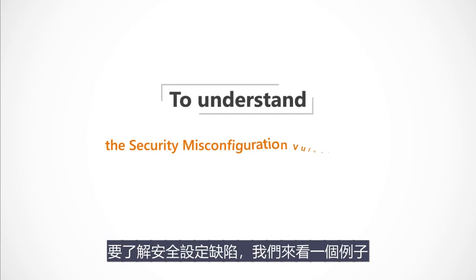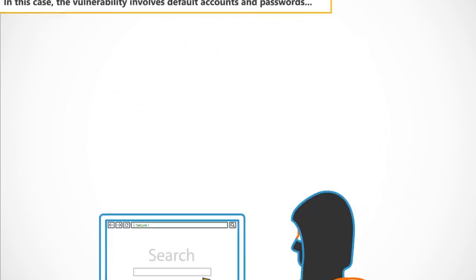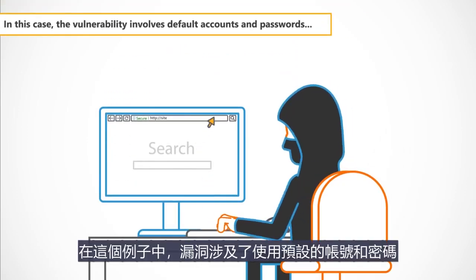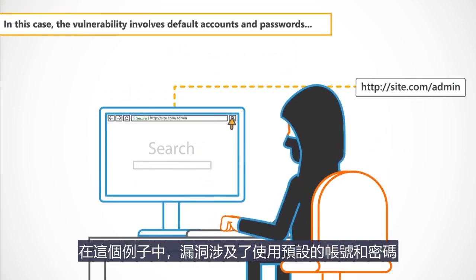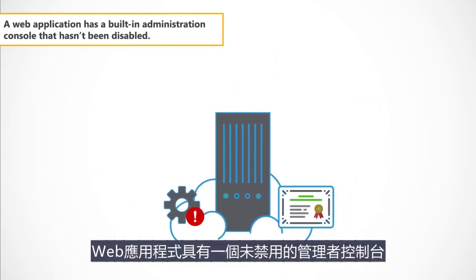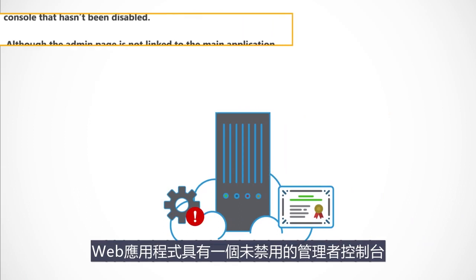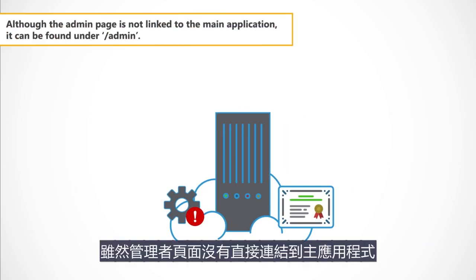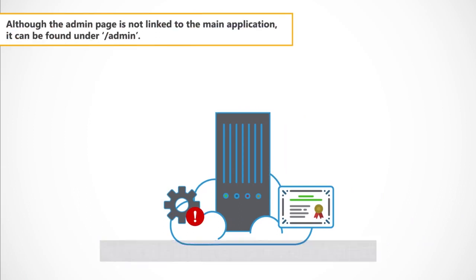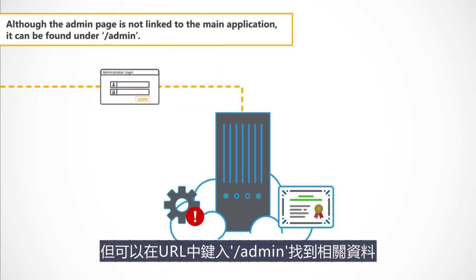To understand the security misconfiguration vulnerability, let's look at an example. In this case, the vulnerability involves default accounts and passwords. A web application has a built-in administration console that hasn't been disabled. Although the admin page is not linked to the main application, it can be found under /admin.